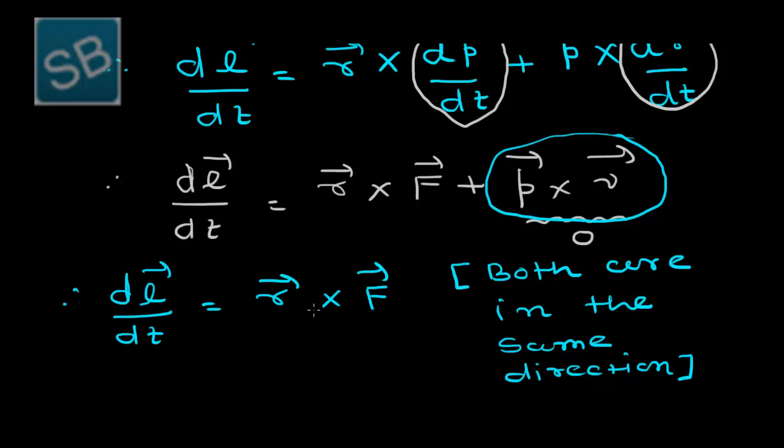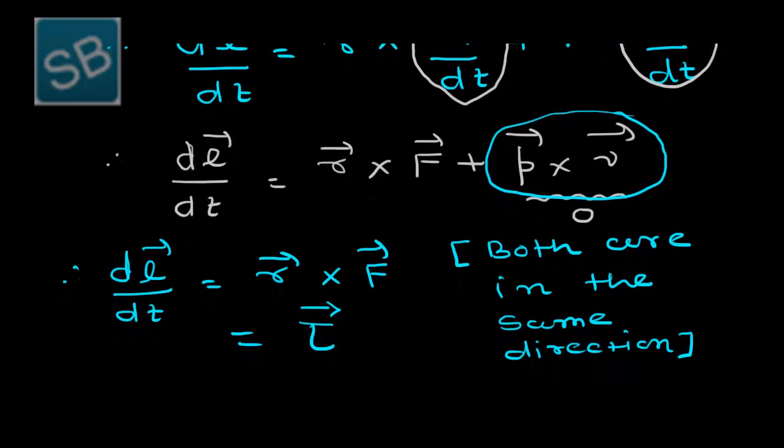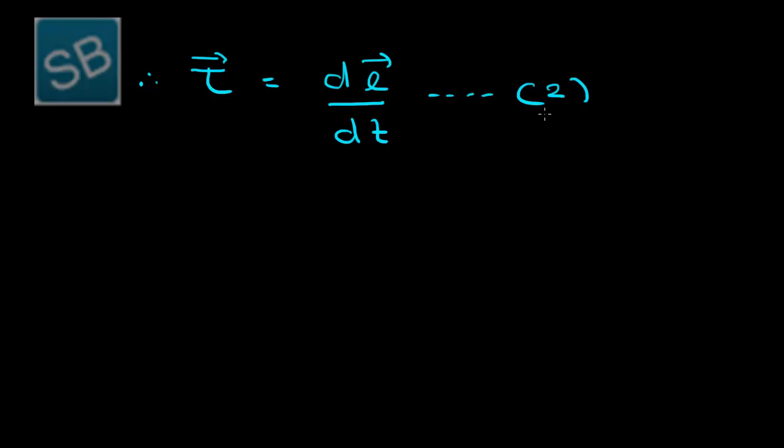Now, if you remember, earlier we have discussed that the vector product of position vector and the force is given by torque, that means tau vector. And hence, if I write this equation jointly, then tau vector is equal to dL vector by dt. So this is the actual relation between the torque and the angular momentum of a particle.